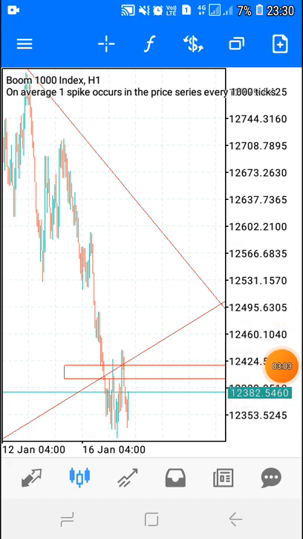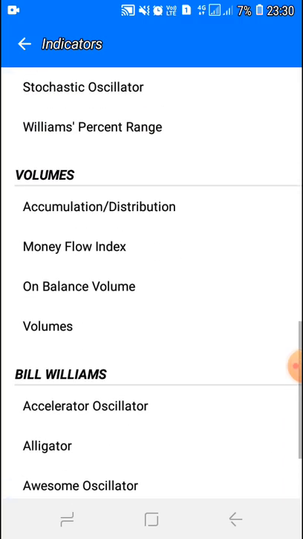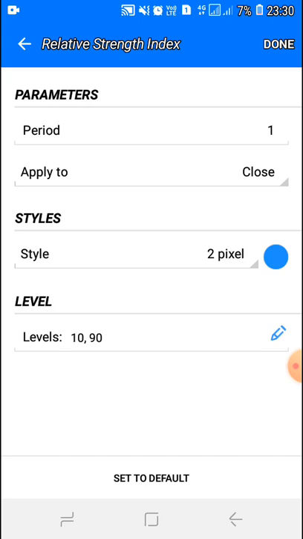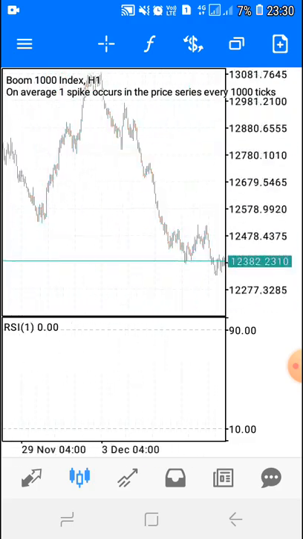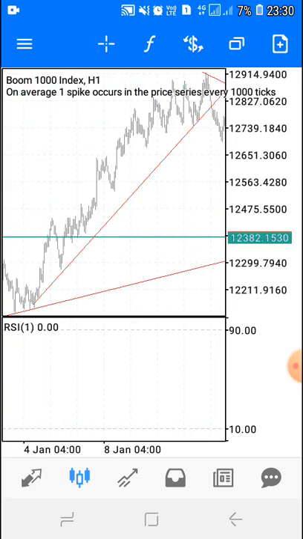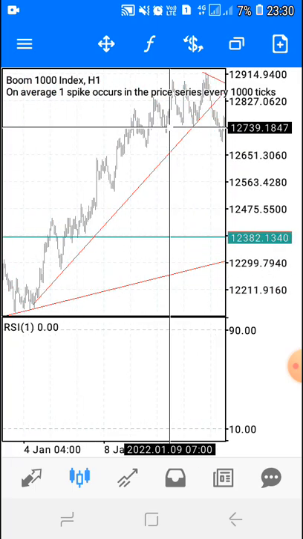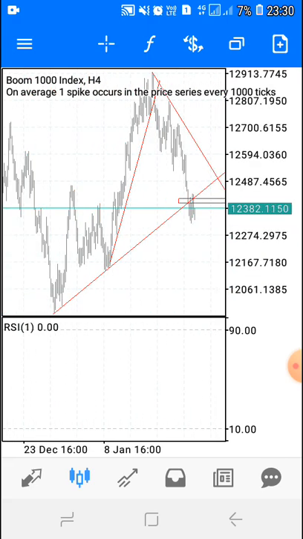This strategy is one that you need to use with an indicator. I'm just showing you the trend of the market. Once you find the trend of the market, you're going to add this indicator to your chart. Make sure your parameters are: period 1, apply to close, style 2 pixels, levels 90 and 10. This is how it's going to look. We know for certain that the market is moving in a downtrend because there are 2 confirmations. On the 1-hour time frame the market is moving in a downtrend, and on the 4-hour time frame it is also going in a downtrend.